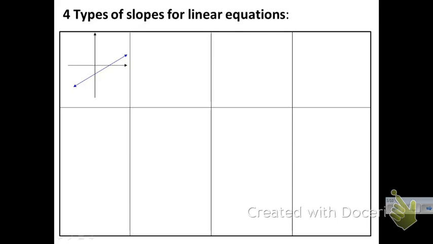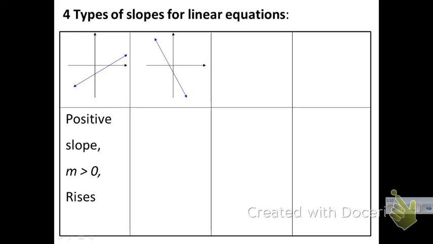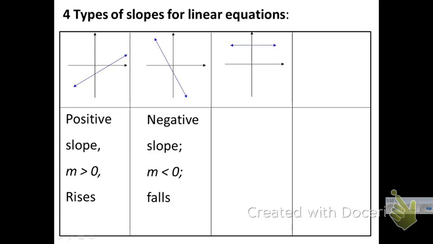There are 4 different kinds of slopes for linear equations. This is our positive slope, and it's when m is greater than 0. We can use the term rises to describe it. Here we have a negative slope, so our slope has to be less than 0. That means you can describe the line as falling.